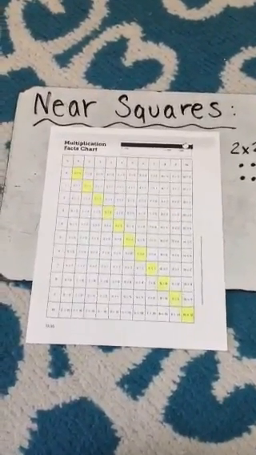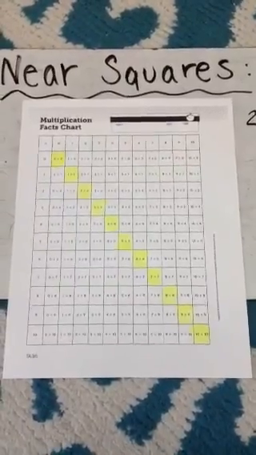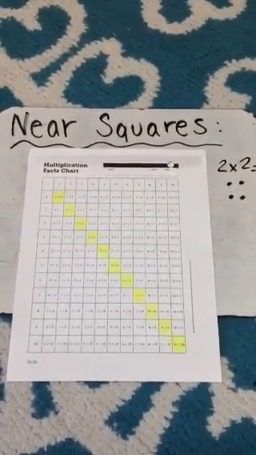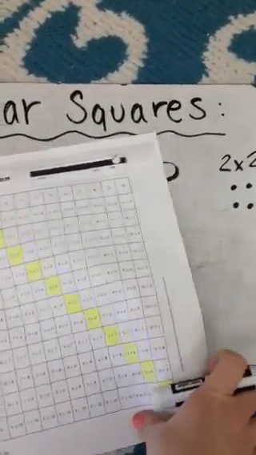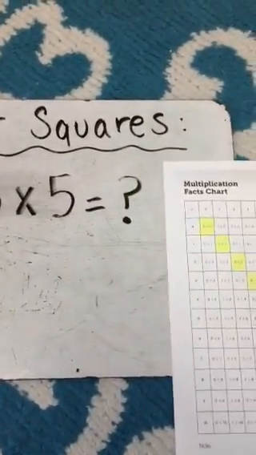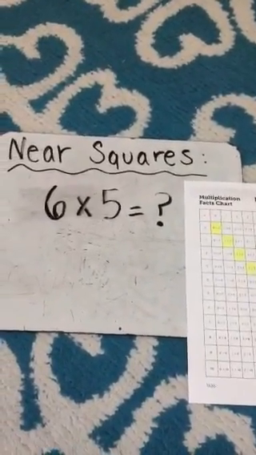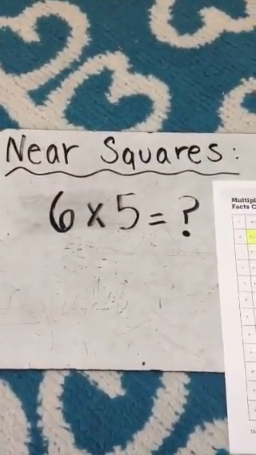So what I want to show you is that after highlighting all of my multiplication squares, or numbers multiplied by themselves, I now am going to use these facts to solve multiplication problems that are near squares. So let me explain what that means. So, for example, I am solving this problem, 6 times 5. I don't know the answer to it, but I'm going to figure out how to solve it using my near squares. So my problem is 6 times 5 equals what?